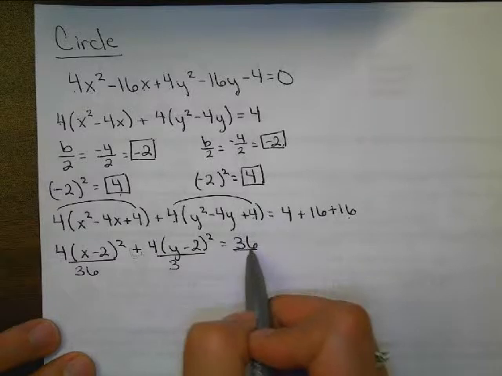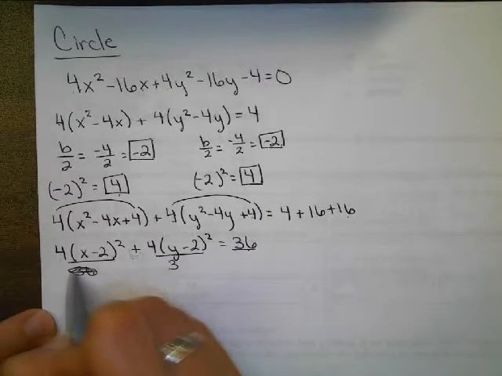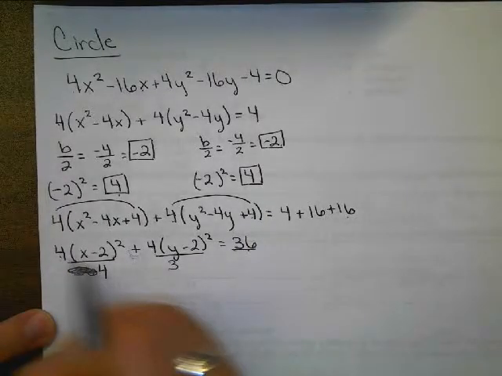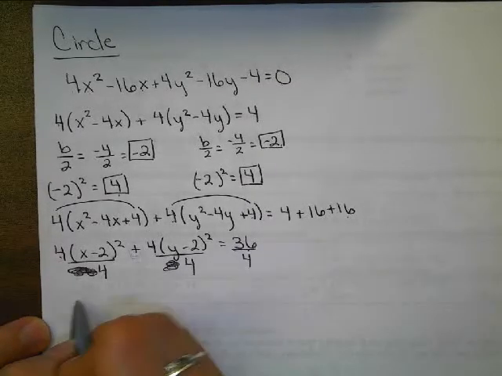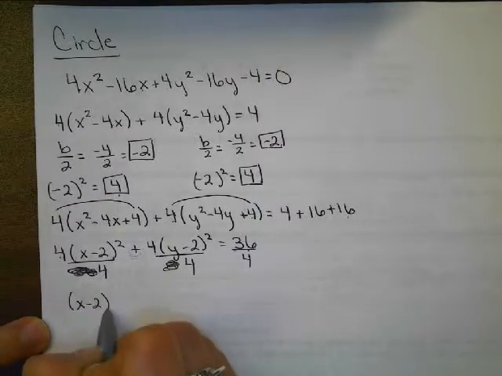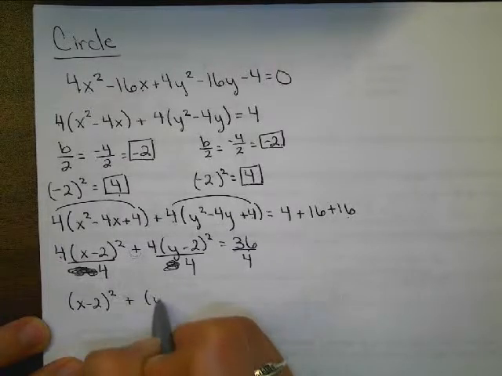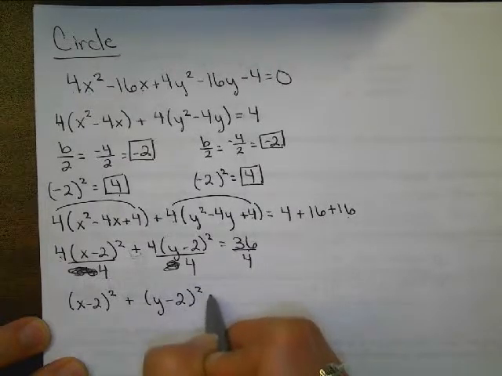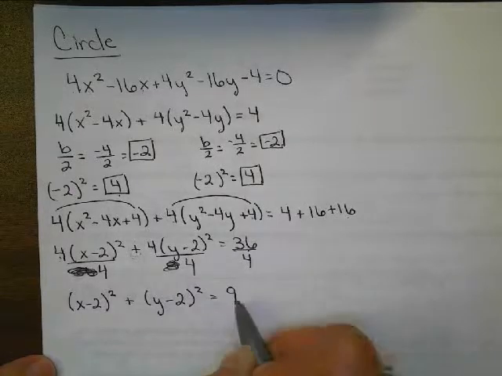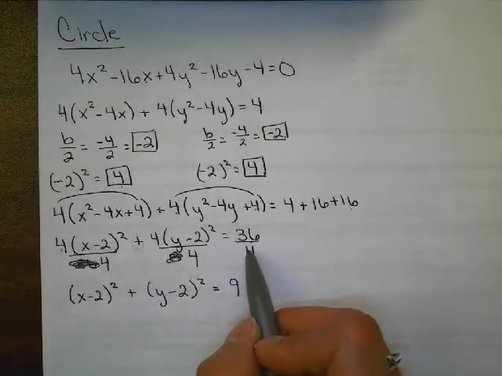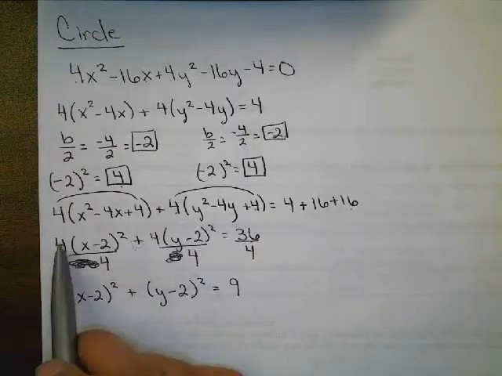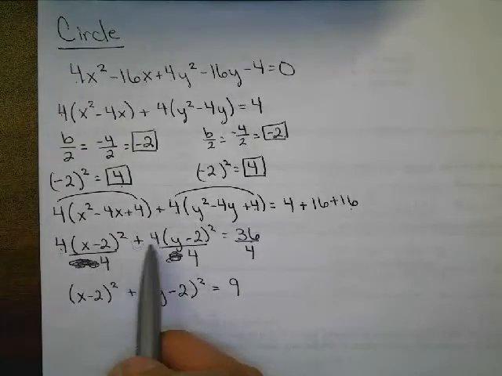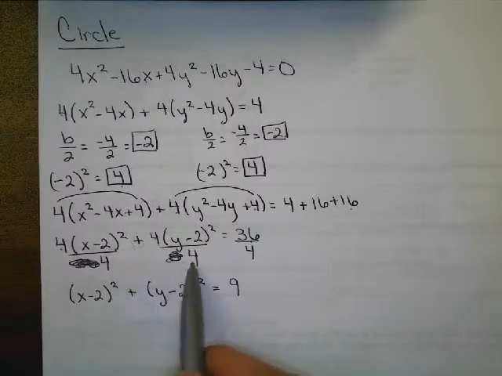Oh, sorry. That would make this 1, wouldn't it? I need to divide all this by 4 because I'm making these coefficients 1. Divide that by 4 and divide that by 4. Then I get x minus 2 squared plus y minus 2 squared. That's going to equal 9. So again, I was going to divide by 36, but that would make this side 1, and I don't want that. I want these coefficients right here to be 1, so I have to divide by 4.